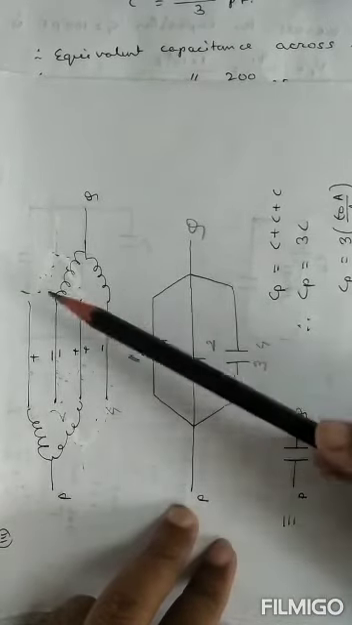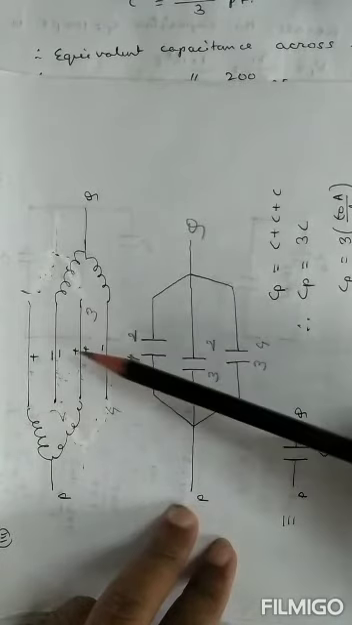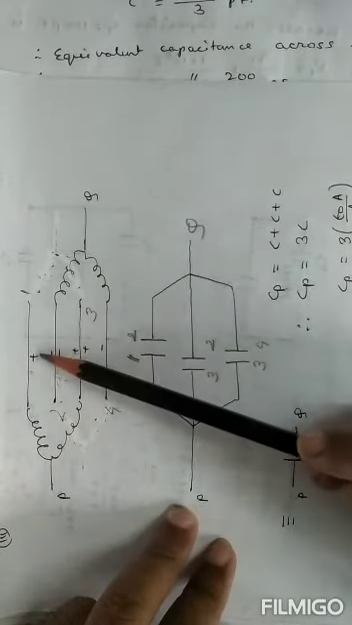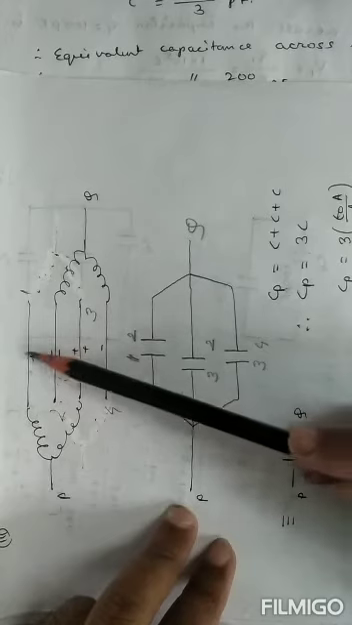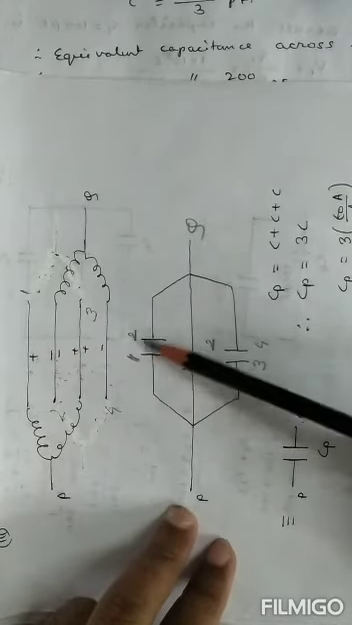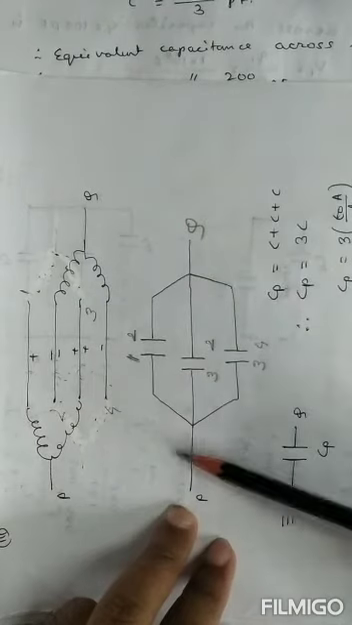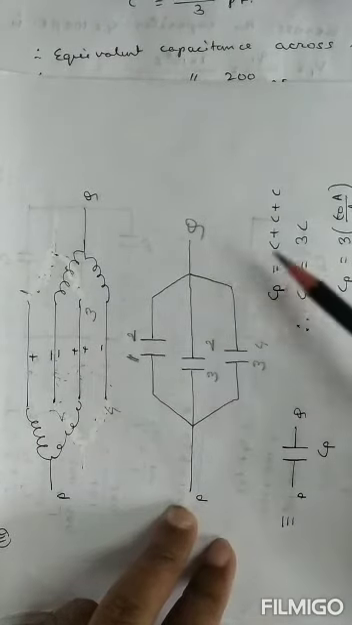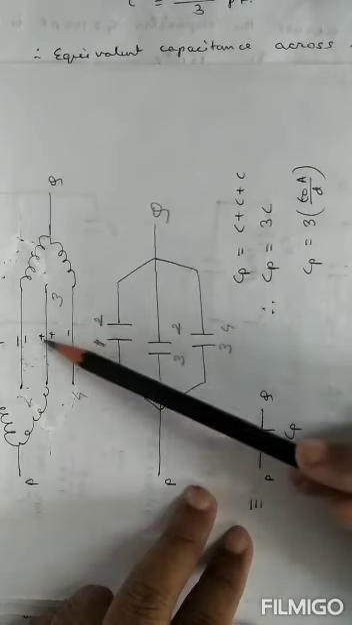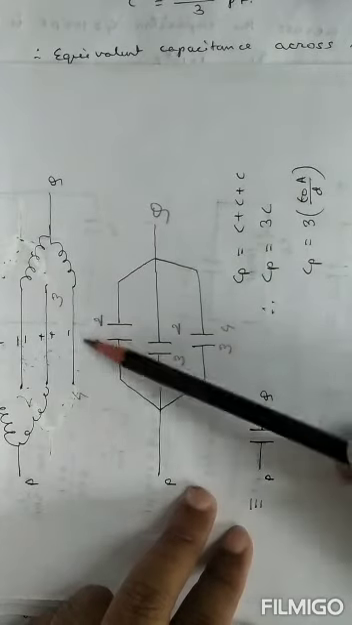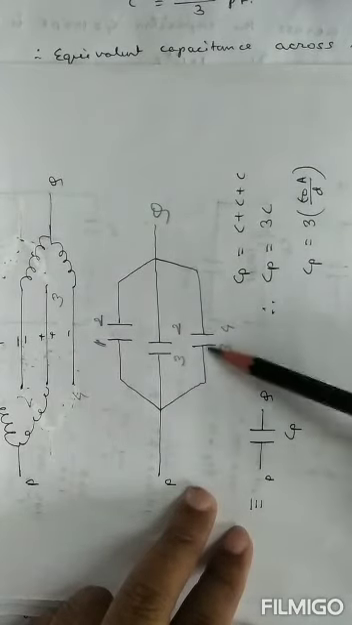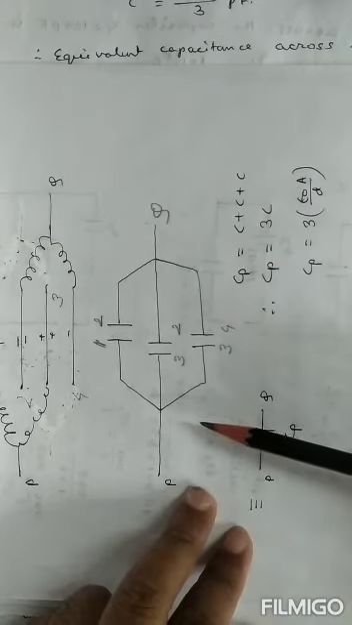Again I repeat, plate 1 is connected to P, plate 2 is connected to Q. Therefore, between these 2 plates, there is a parallel plate capacitor. Plate 2 is connected to Q, plate 3 is connected to P. Between 2 and 3, there is a parallel plate capacitor. Plate 3 is connected to P, plate 4 is connected to Q. Between 3 and 4, there is a parallel plate capacitor.